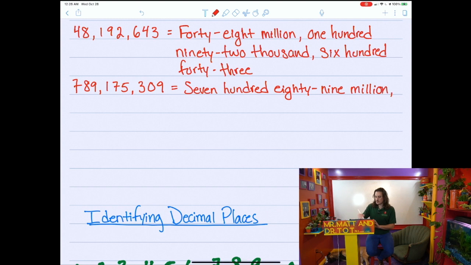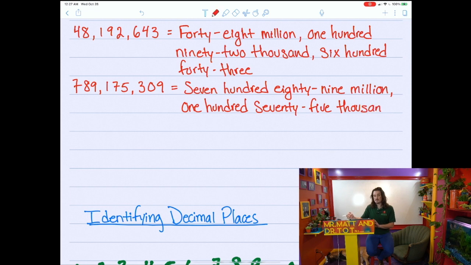comma, 175 hyphenated thousand, comma 309. Notice there's no tens digit there. Well, there's a tens digit of 0 there, so we don't pronounce the name of it because it's just ending with a digit of 9. So it's 309. If there's any questions, please let me know.